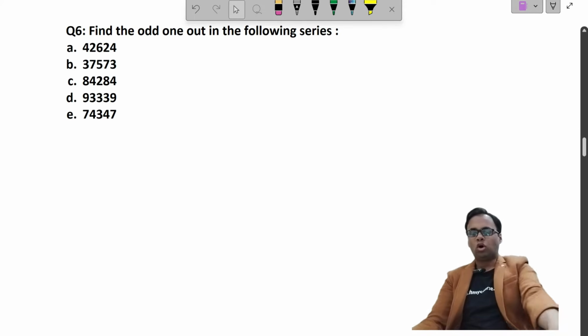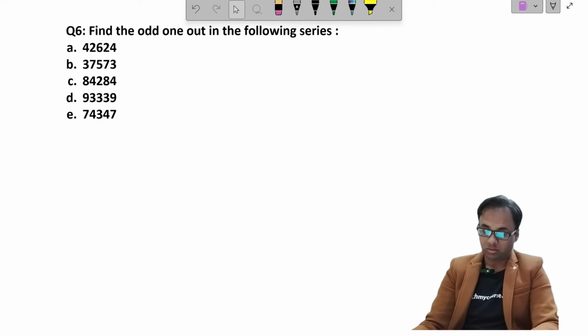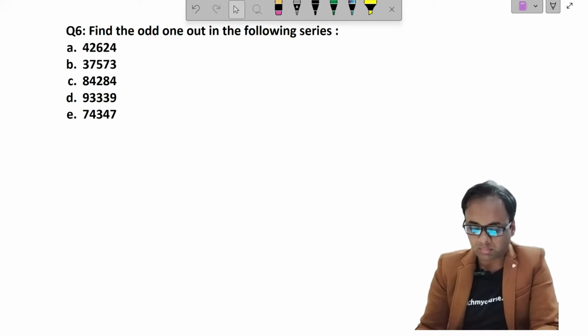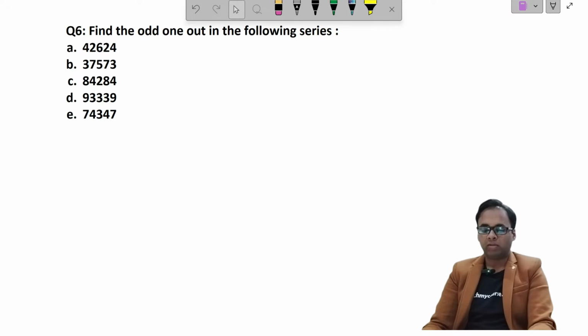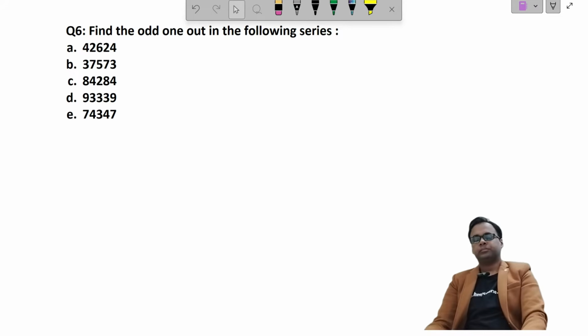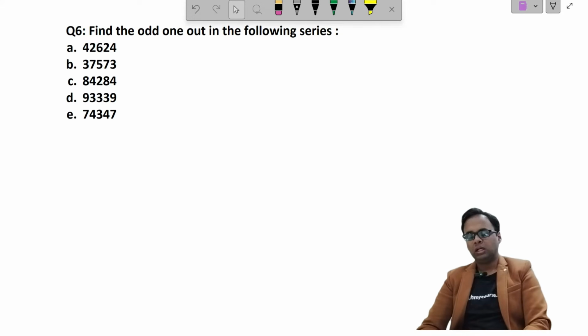The next question is: find the odd one out in the following series. So how do you go about solving this sort of question? Find the odd one out in the following series. There are some examples like 42624, 37573. Option number C is 84284. Option number D is 93339. Option number E is 74347. So let us see how we go about solving the odd one out in the following series.